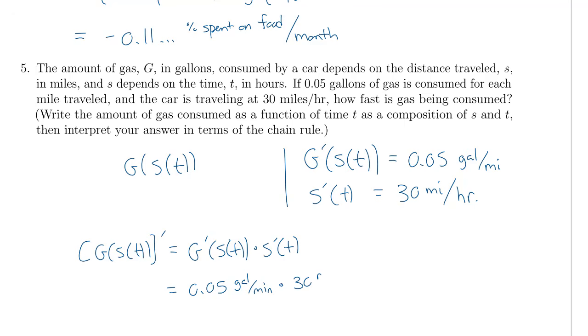So if we include the units, we can see, to convince ourselves, that the resulting units will give us what we're after, which is how fast the gas is being consumed. So we can see I made a typo here. G prime of s of t should be in gallons per mile. So this gives us a final answer of 1.5 gallons per hour.